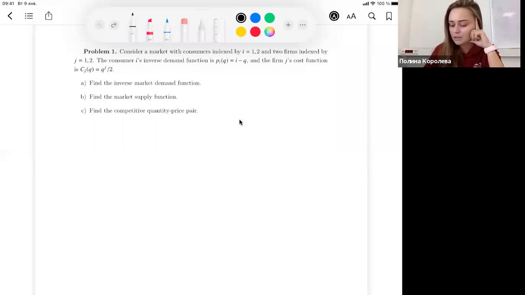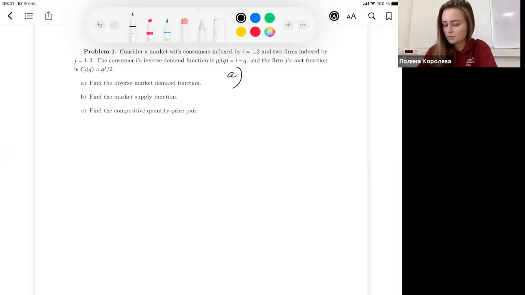Okay, consider a market with consumers indexed by 1, 2, and two firms indexed by 1, 2. The consumer i's inverse demand function is i minus Q, and the firm g's cost function is C equal to q squared divided by 2. First point, we should find the inverse market demand function. What we should do, we should work with our consumers. Yes. We have two consumers.